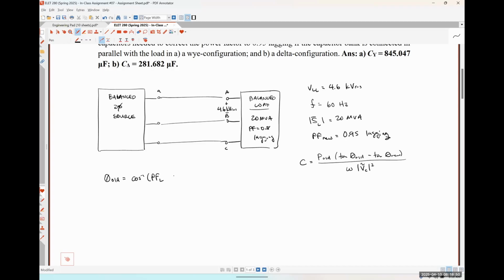I'm going to call that PFL. So that would be inverse cosine of 0.8, which should be 36.87 degrees and some change. I'm going to wind up storing that in my calculator as X here in a moment.